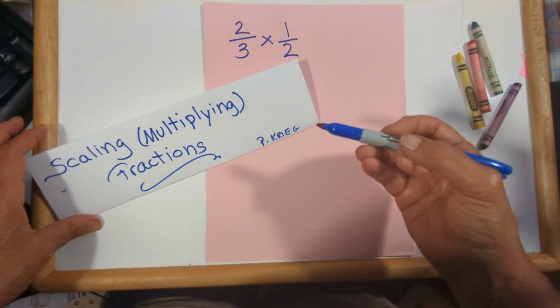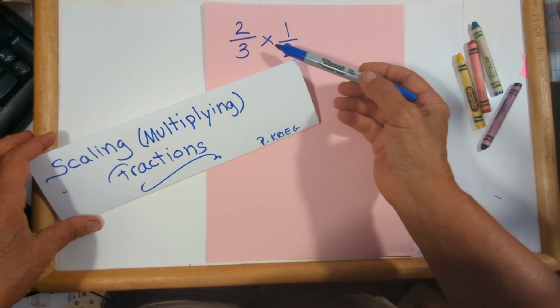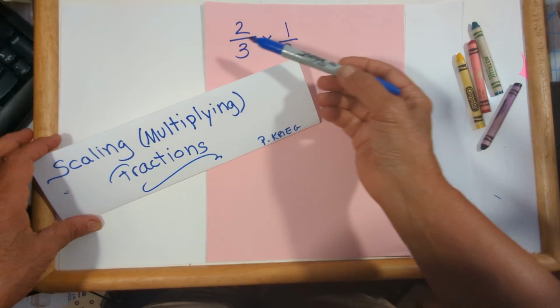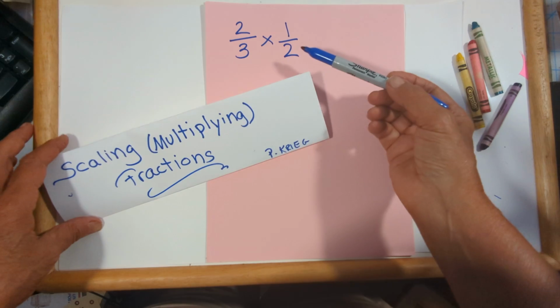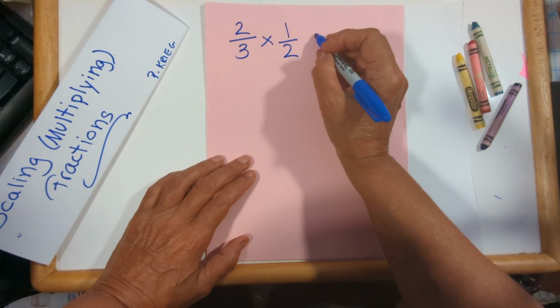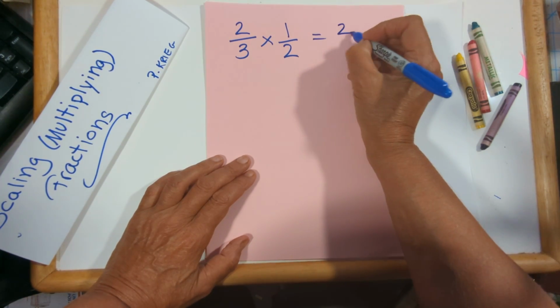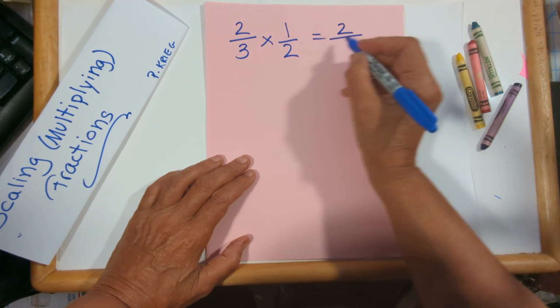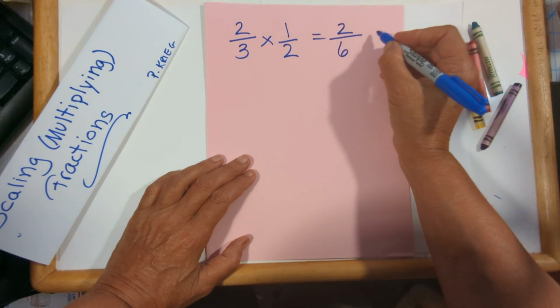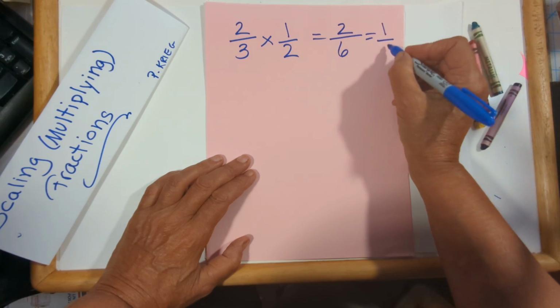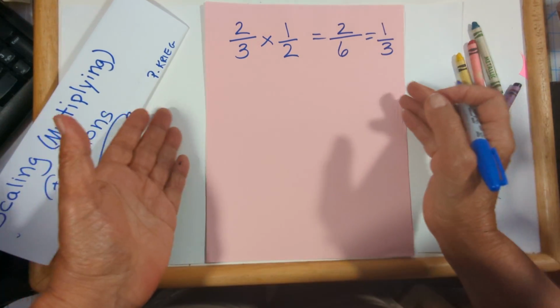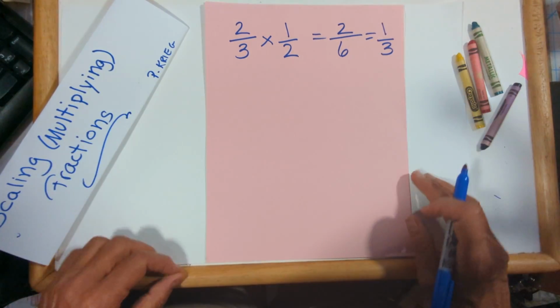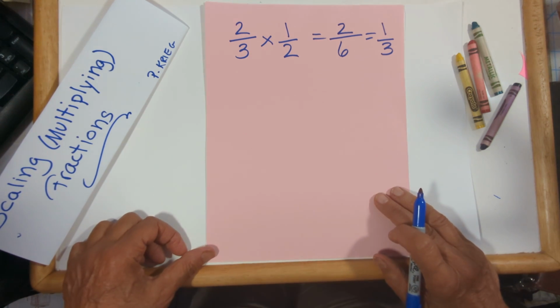Here's a look at a way of seeing 2/3 times 1/2. Now, I multiply this out just like everybody else does, which is you multiply the numerators together and then you multiply the denominators together and then you simplify. So this is the way everybody does it. It's the way I do it too. But still, I want to see what that looks like.